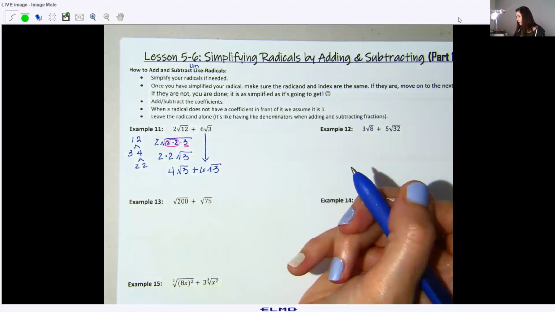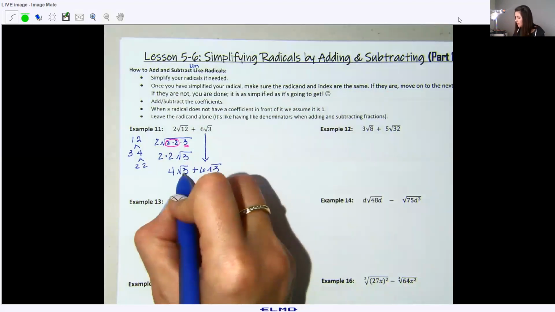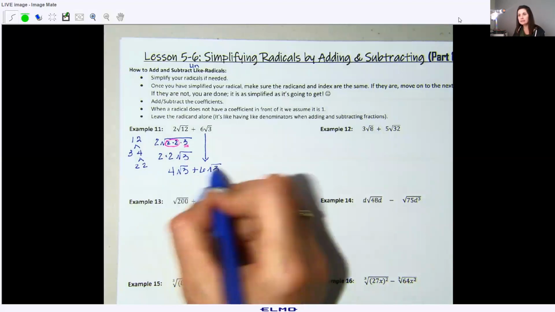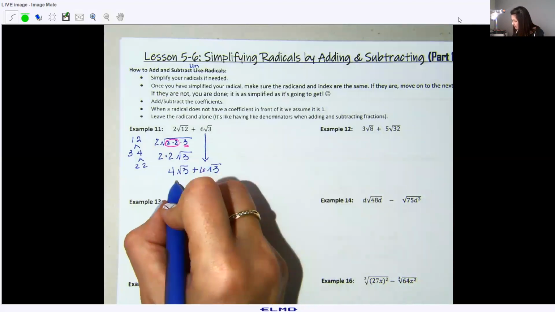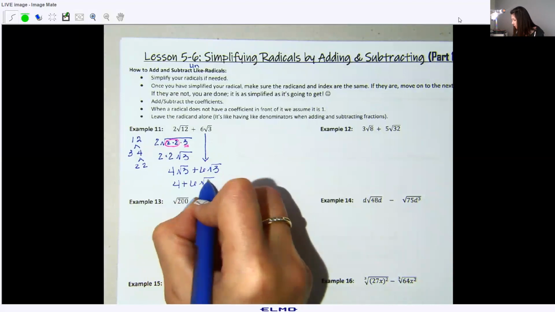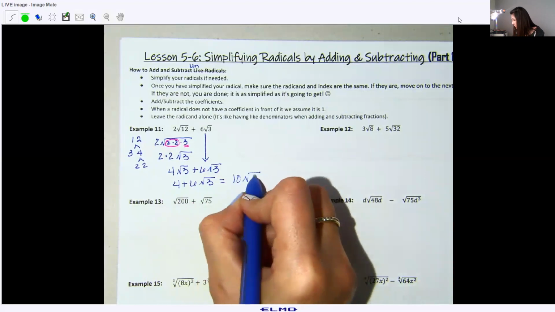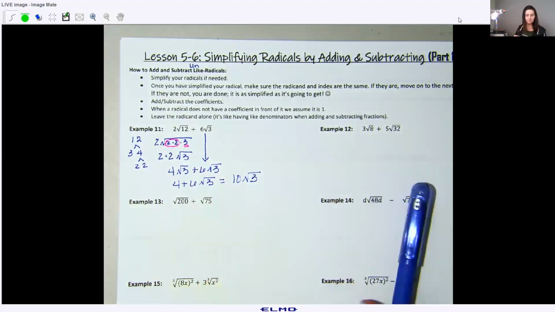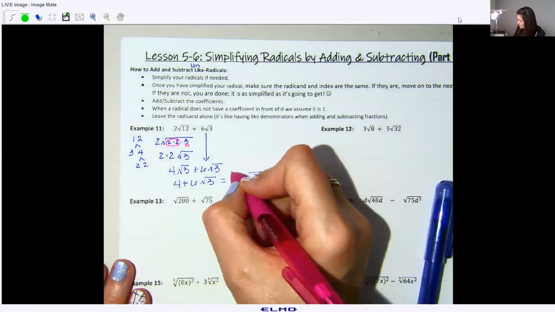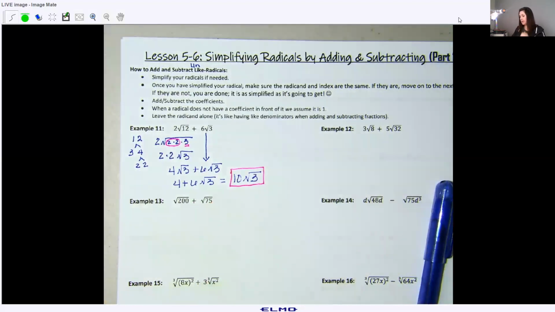And we end up with, because we have the same radicand and the same index, we can now combine these. 4 plus 6 square root of 3 equals 10 square root of 3. And there we have it. Okay. And so that's how we're going to be solving all these problems.